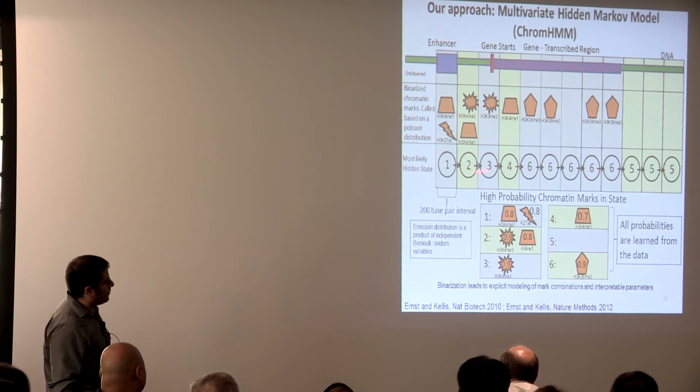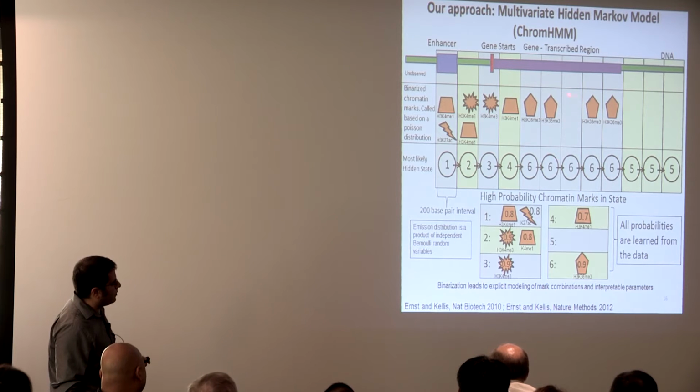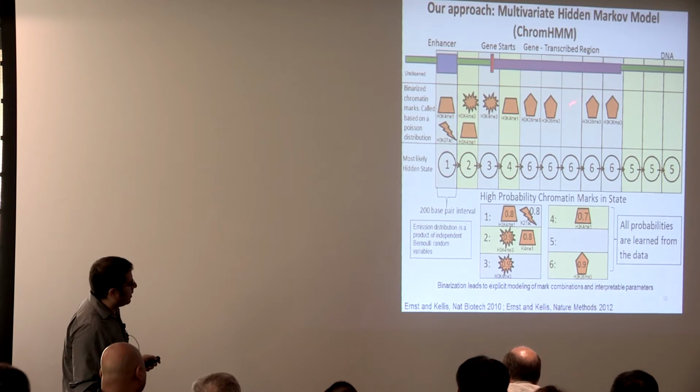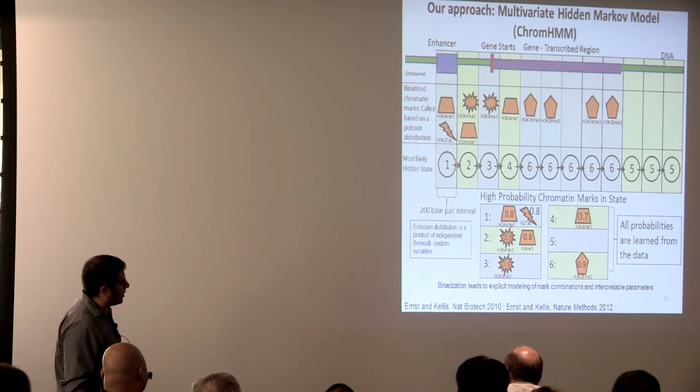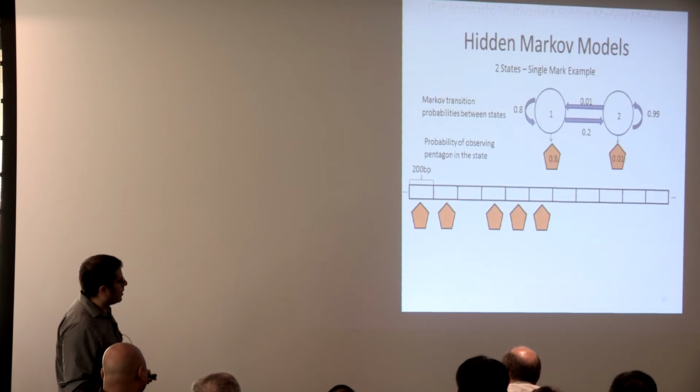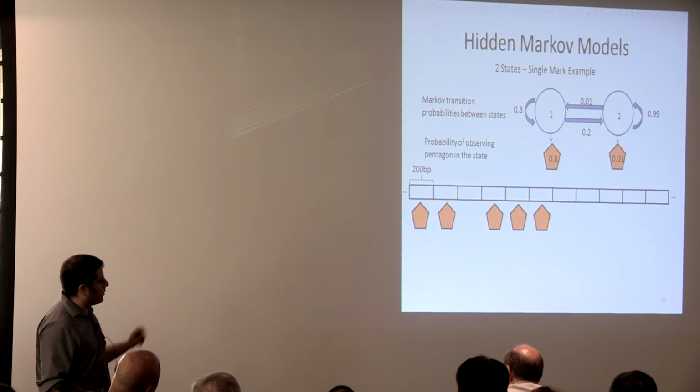And another aspect of a hidden Markov model is that it captures spatial information. So it could potentially infer that even though you didn't observe the mark here and didn't observe a mark here, you're more likely in state 6 here just because of the neighborhood information, while here you might be in a different state 5. So this is a simplified example of a hidden Markov model.